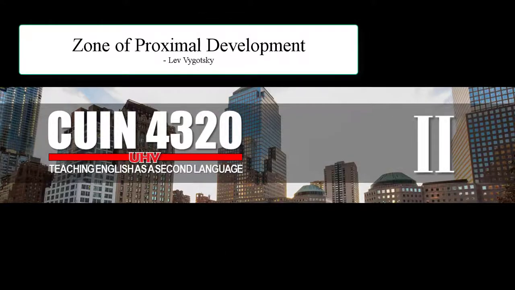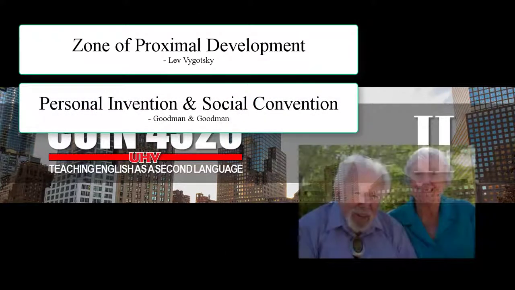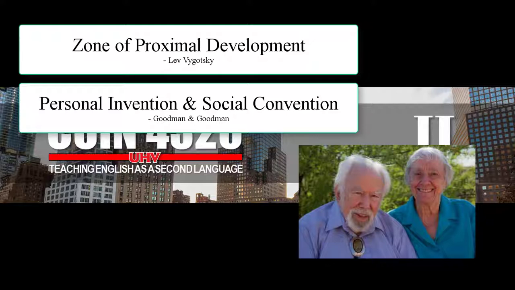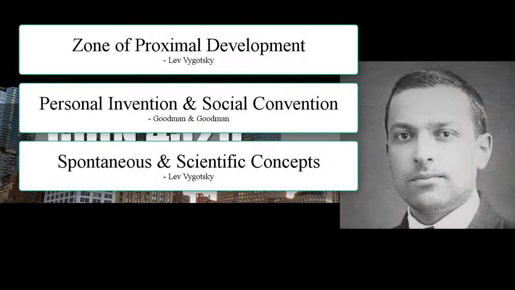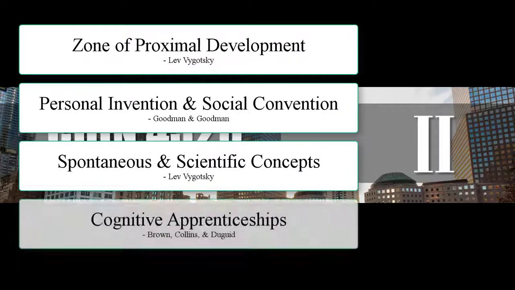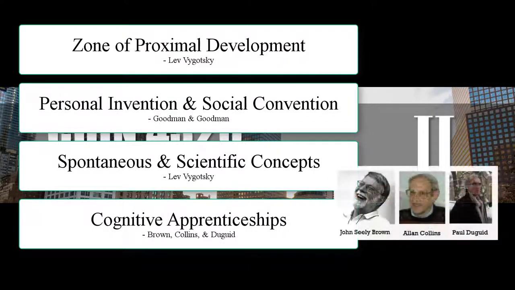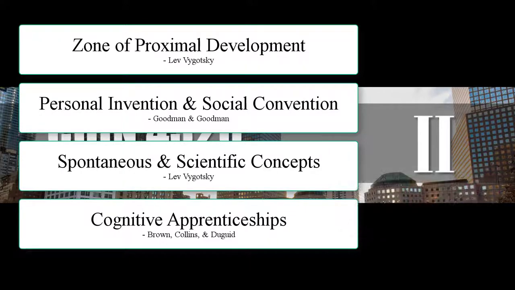The other introduced theories are personal invention and social convention by Kenneth Goodman and Yetta Goodman, spontaneous concepts versus scientific concepts, also by Lev Vygotsky. This guy's an educational hero if you haven't already noticed. And Cognitive Apprenticeships by John Seeley Brown, Alan Collins, and Paul Duguid. Pay special attention to these 4 general learning theories, as they are required for the first question in your discussion assignment this week.